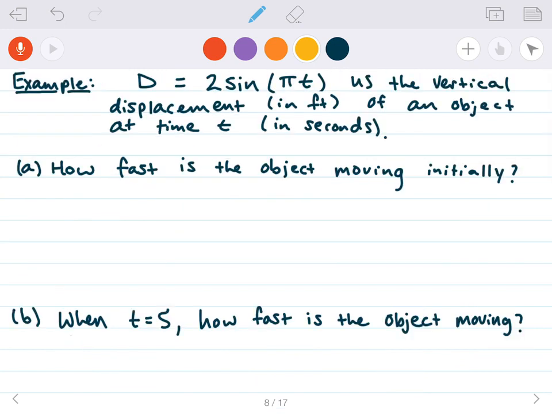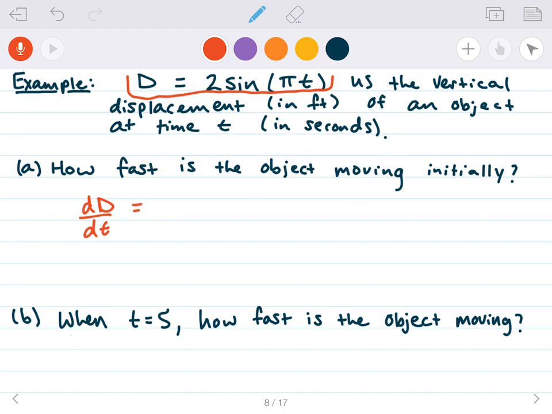So d equals 2 sine of pi t is the vertical displacement in feet of an object at time t in seconds. How fast is the object moving initially? So let's go ahead. We're given a relationship between displacement and time. So let's just go ahead and take the derivative of both sides with respect to time. So on the left, I have the derivative of displacement with respect to time.